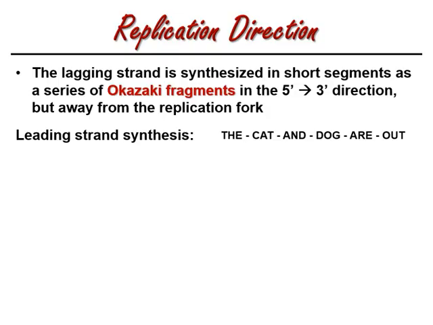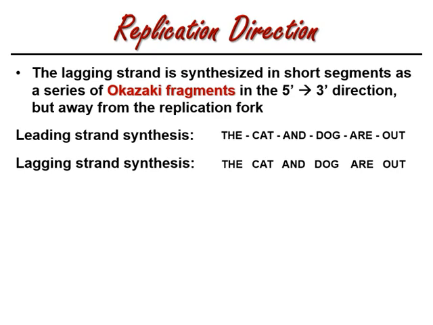Alternatively, if it was lagging strand synthesis, you would have to wait, right? So we're waiting. There it is. The dog, the cat and the dog are out, but it started off as out, and then are out. What are out? Well, it turns out the dog are out. Well, there must be something else, because that's not proper grammar. So, and dog are out. Oh yeah, there's something coming. Cat and dog are out. The cat and dog are out, right? So that is lagging strand synthesis.